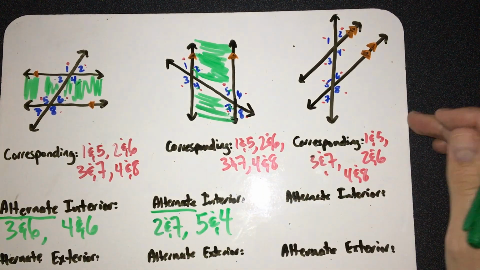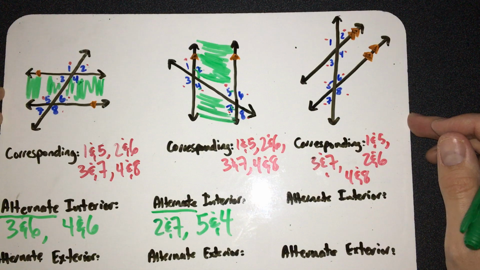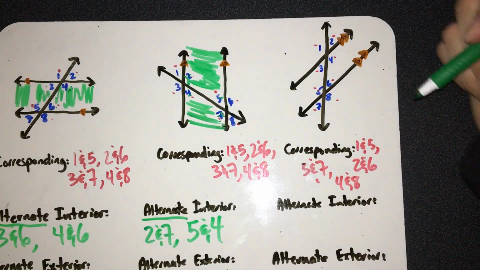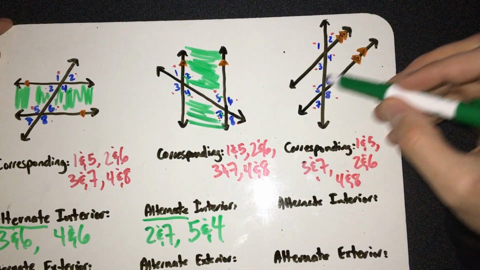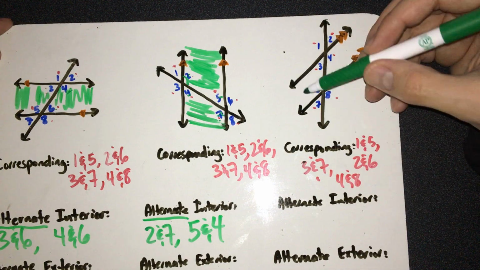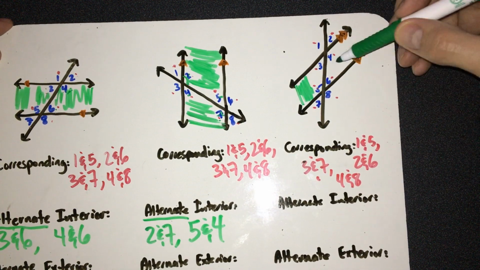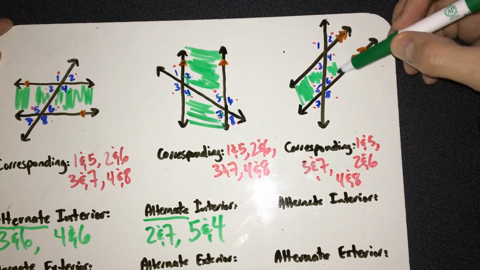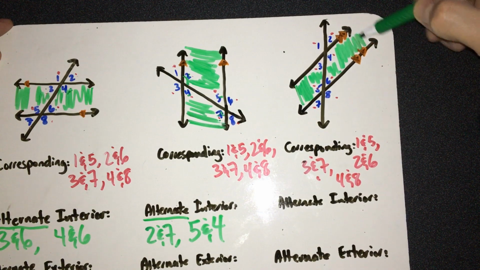Those are the alternate interior angles on that diagram. The third diagram I have over here, now my parallel lines are diagonal. Don't let that bother you. It means the same thing, right? Your interior angles are these ones in here, the ones in between the parallel lines.